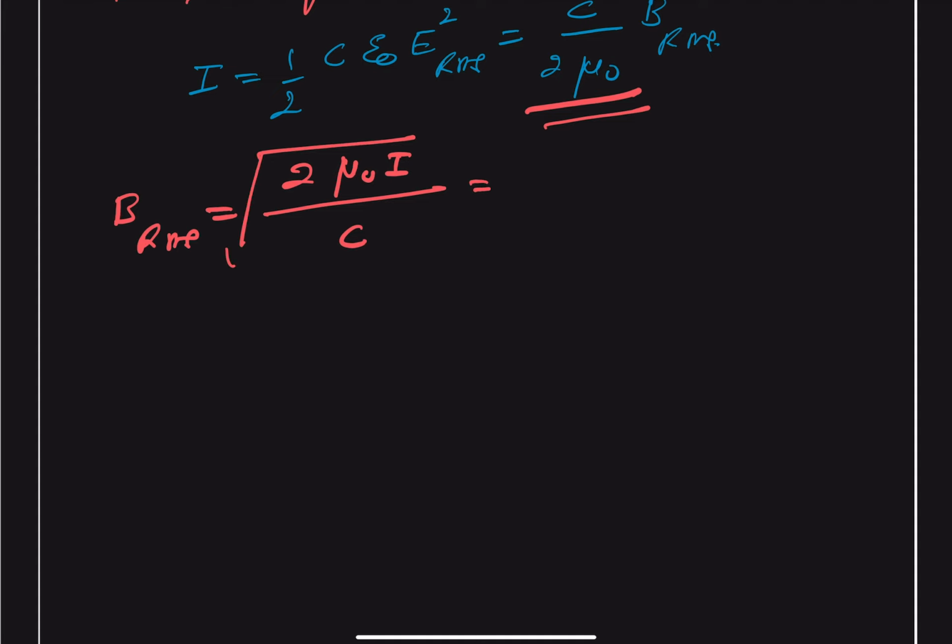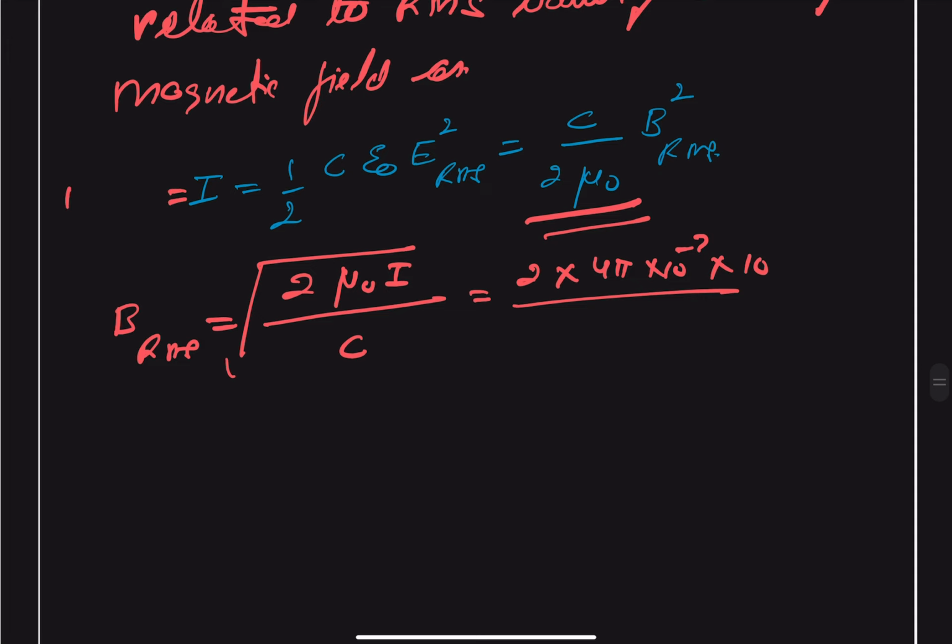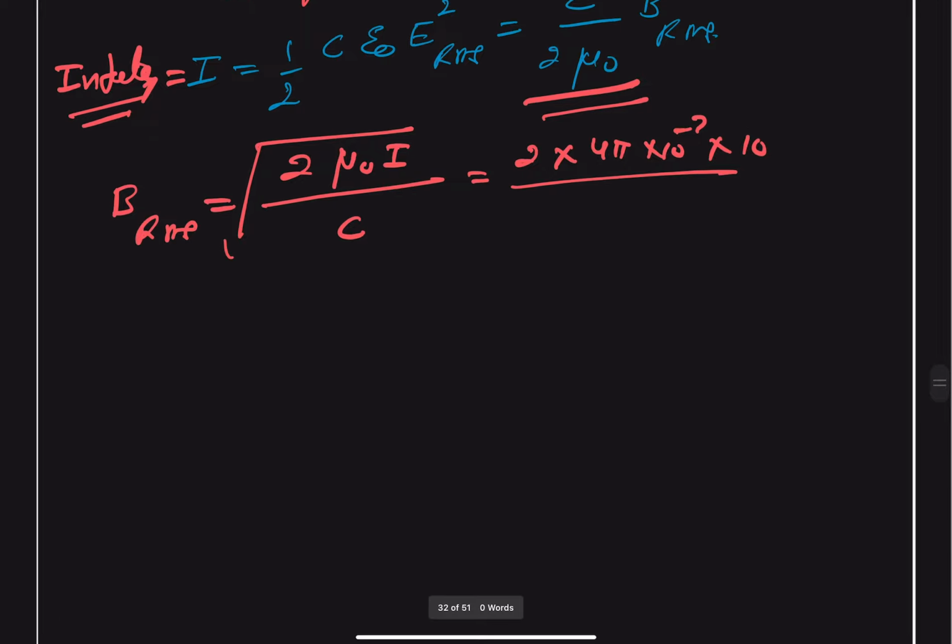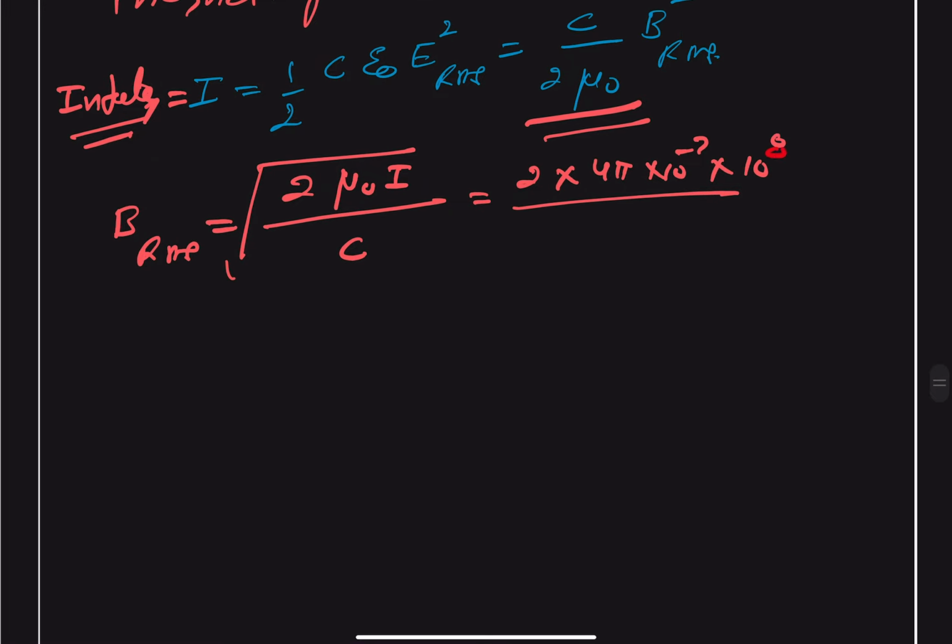We substitute the values, because mu naught is 4 pi into 10 to the power minus 7, C is 3 into 10 to the power 8. And we can write this as 2 into 4 pi into 10 to the power minus 7, and the intensity is given here. I is the intensity. Okay? So this is our intensity, not current. This is given as 10 to the power 8, and divide by 3 into 10 to the power 8 and its square root.